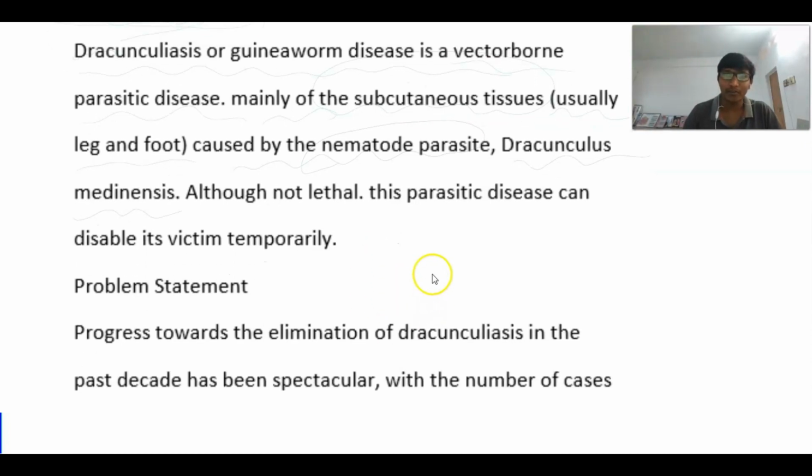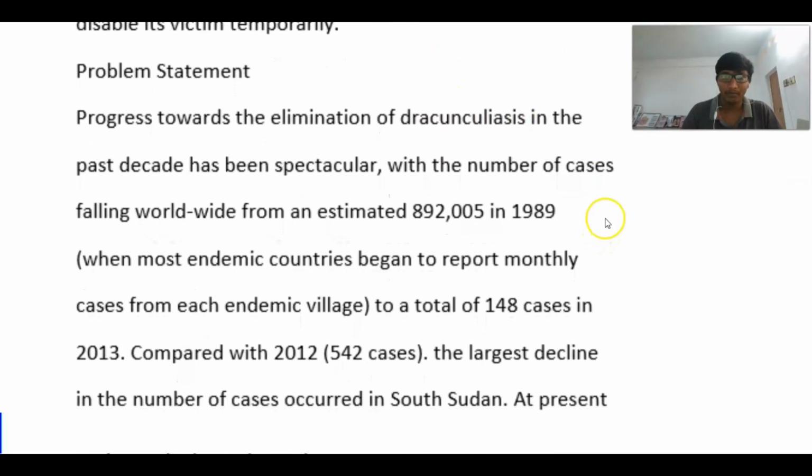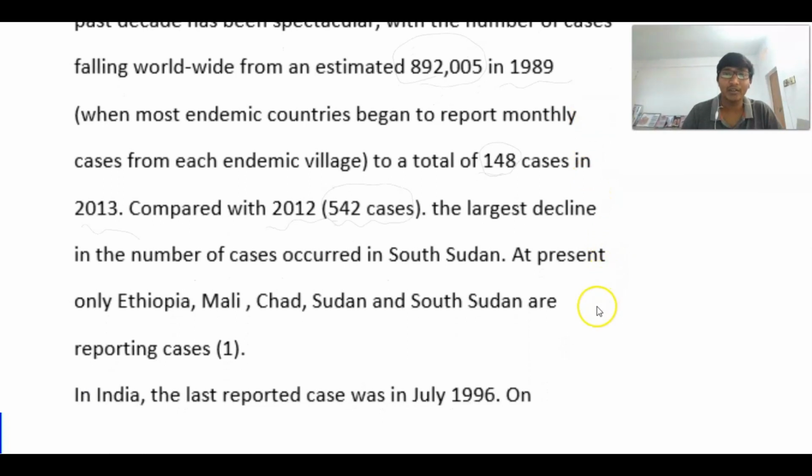Coming to the problem statement of Dracunculiasis. The progress towards the elimination of this disease in the past decade has been spectacular. In the year 1989, there were about 8,92,000 cases, but compared to the current trends, only 148 cases were recorded in the year 2013. When compared with 2012, there were 542 cases. That means we are having great control over this disease.